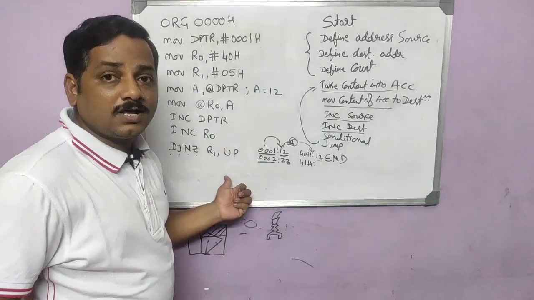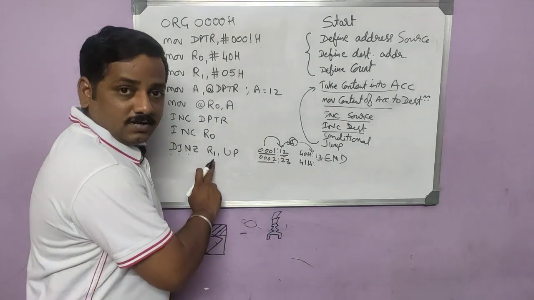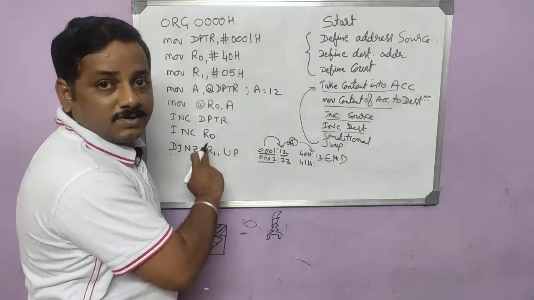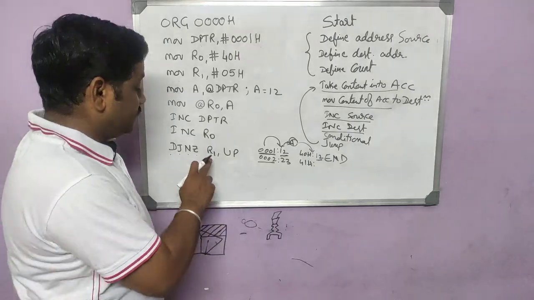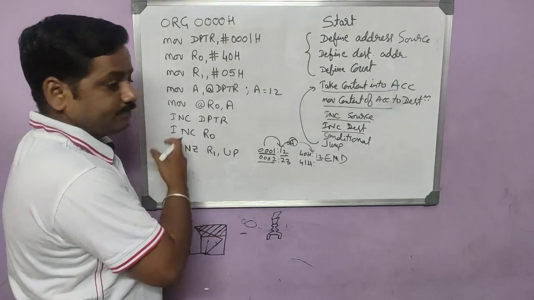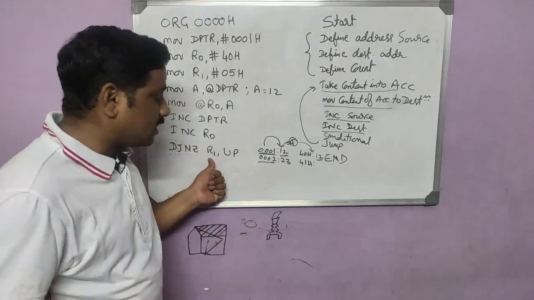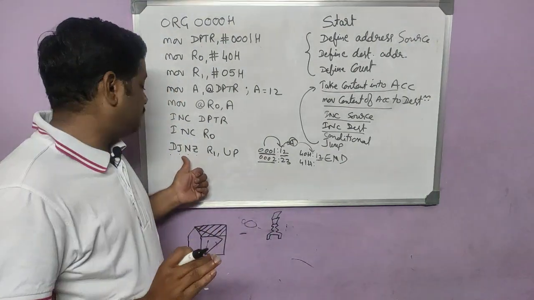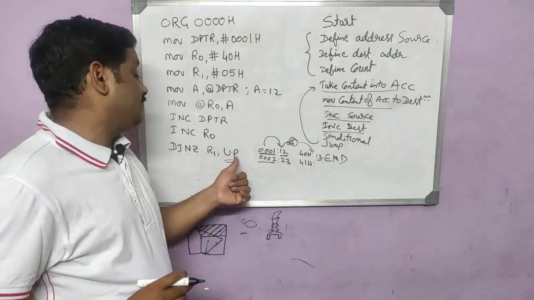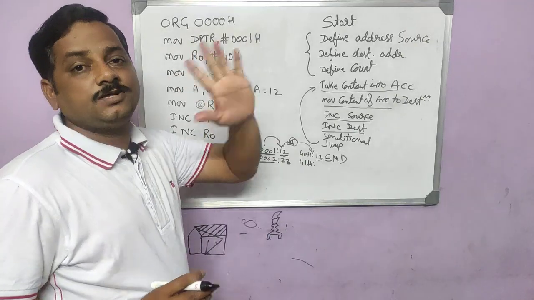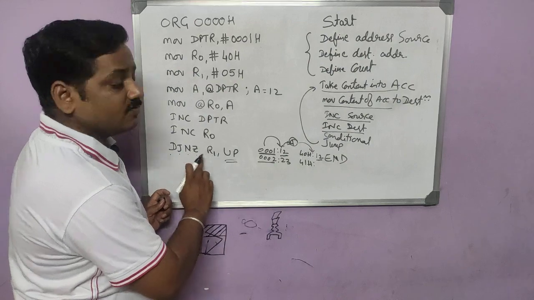Now here I am decrementing that R1 and checking whether I have completed the counts or not. I will decrement R1, so R1 will become 5 minus 1, 4. And jump if not 0. If this is not 0, then jump. That's the condition, so that is called conditional jumps. It is decrementing R1 and checking whether it is 0 or not. If not 0, you jump. Where should I jump? You should jump to this label. Wherever this label is written in the program, there you should jump.